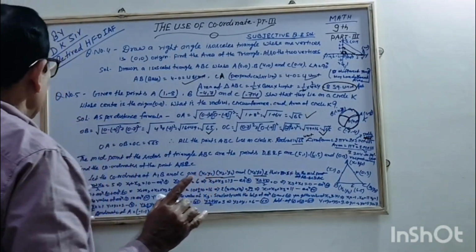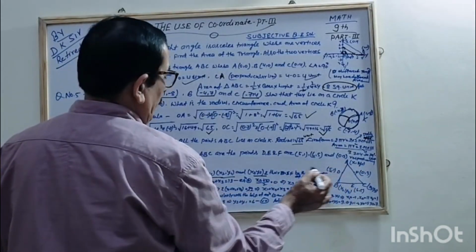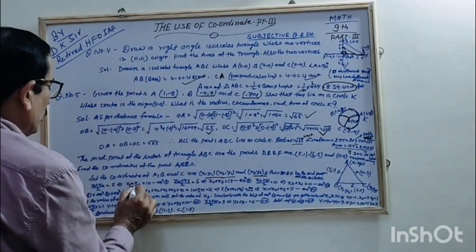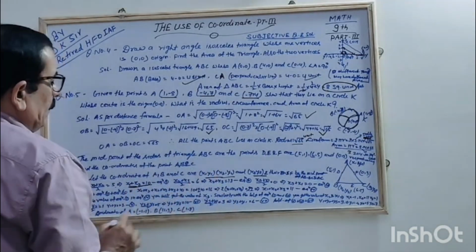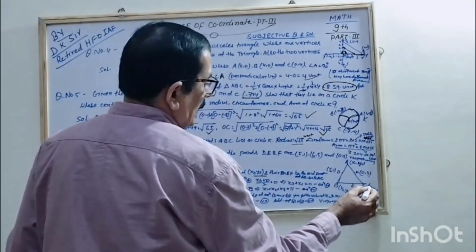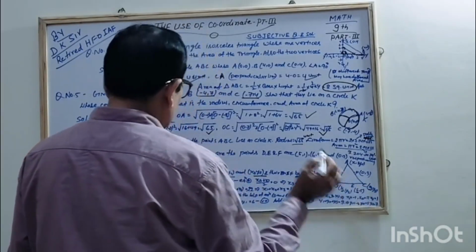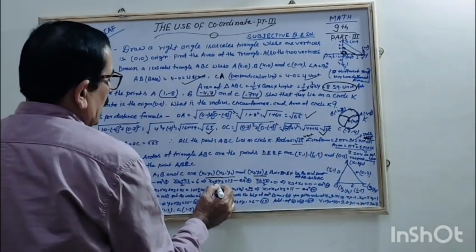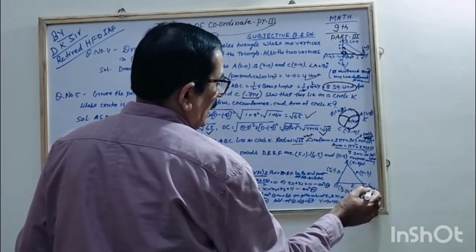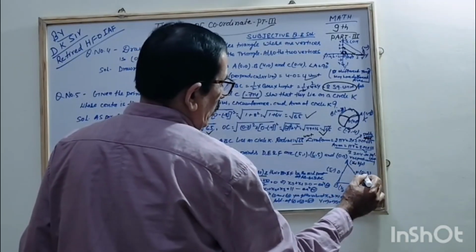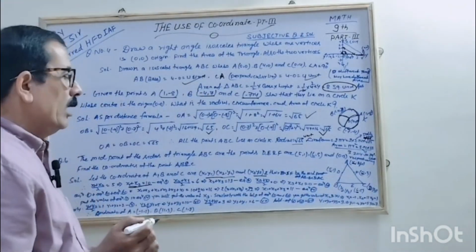So let us go. (x1 plus x2) by 2 equals 5. When we do the cross multiplication, we get x1 plus x2 equals 10. Next, (x2 plus x3) by 2 is equal to 6, so after cross multiplication x2 plus x3 equals 12. The next is (x3 plus x1) by 2 equals 0, so the third equation becomes x3 plus x1 equals 0.